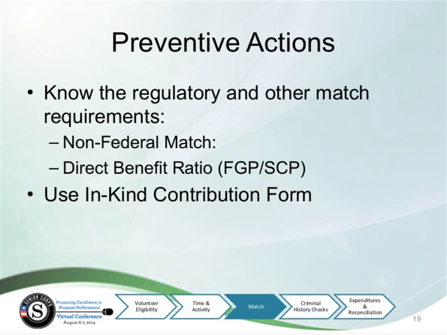The FGP and SCP also have the required match of 10%, then we also have the direct benefit ratio, which means 80% of the federal funds that you expend should be spent on volunteer expenses. For example, it should be spent on recognition, volunteer travel, meals, and insurance. So 80% of your federal funds for FGP and SCP should be spent on volunteer expenses, and that also includes your stipend line.